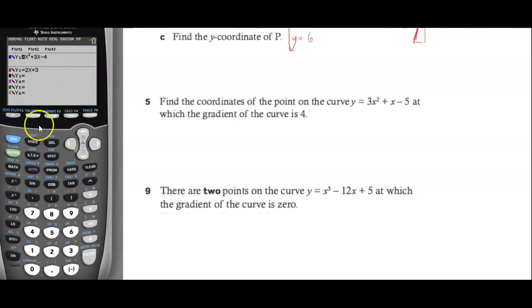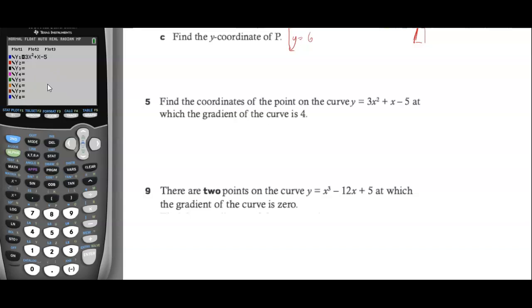In this particular case, they give us a function, which is 3x squared plus x minus 5. The original function always goes in y1. And then what goes into y2? The derivative function. Now, in this case, they didn't ask us to specifically take the derivative like they did last time, but we know that we need to do that because that's how we find when the gradient is 4.